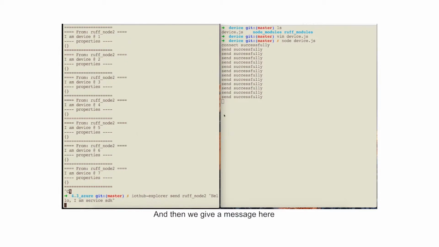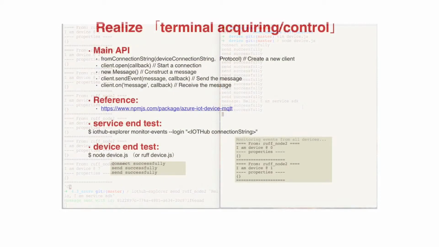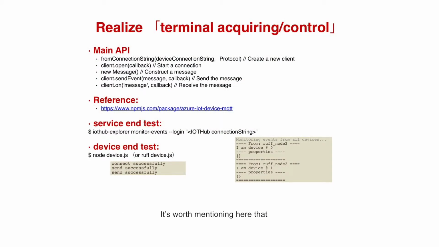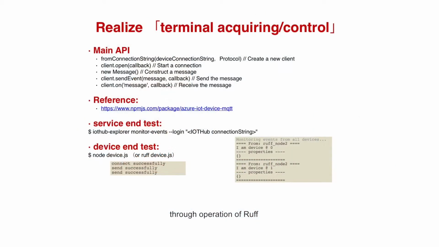And then we give a message here. As we observe in this terminal, it has received the message sent from the front end. It's worth mentioning here that we use Node to execute such a device file, and we may also realize it through operations of Ruff.